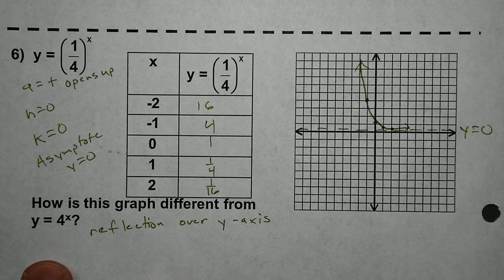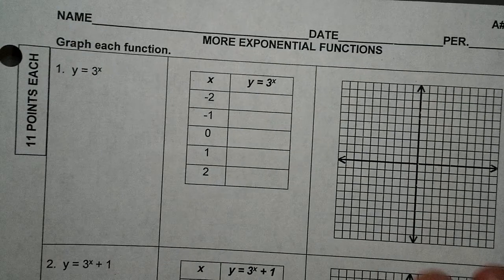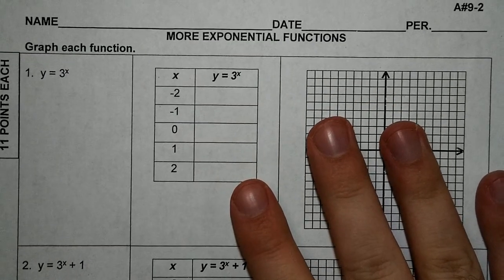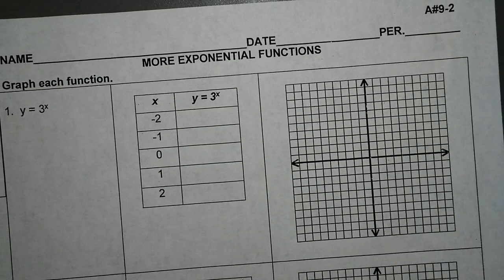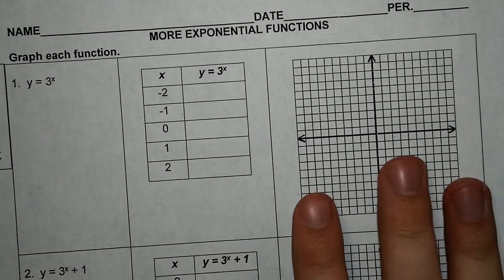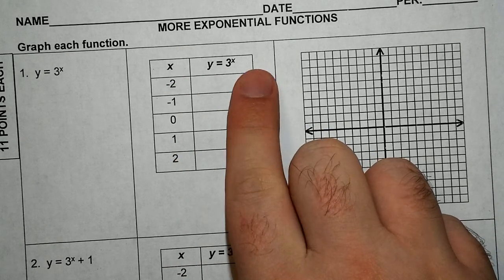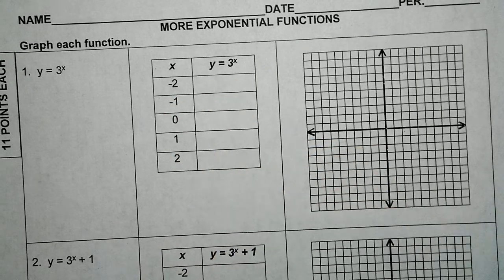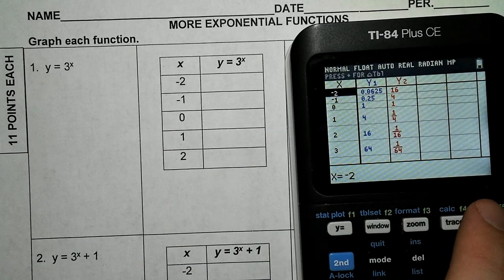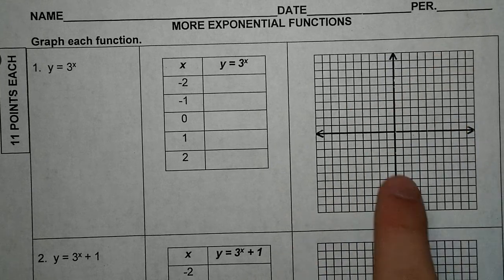Let me explain your assignment now. So this is your assignment. It's called More Exponential Functions, homework 9-2. What you're going to do each time, I want you to fill out the table. Now, you may use the shortcut method. You may just go second table and pull up the points and graph the line.